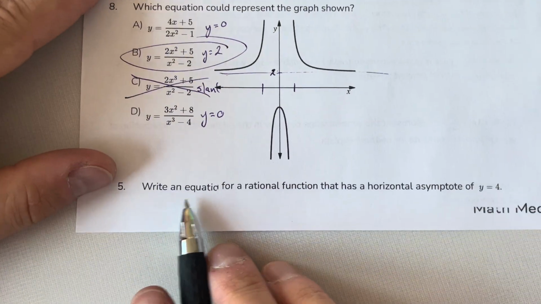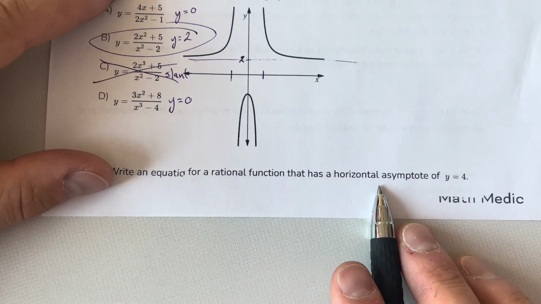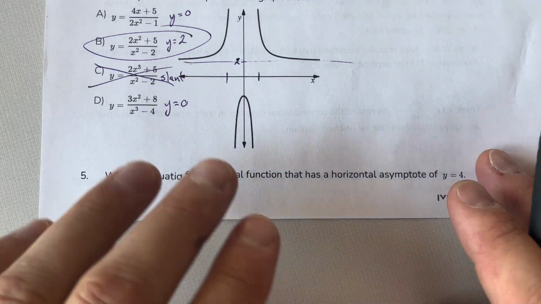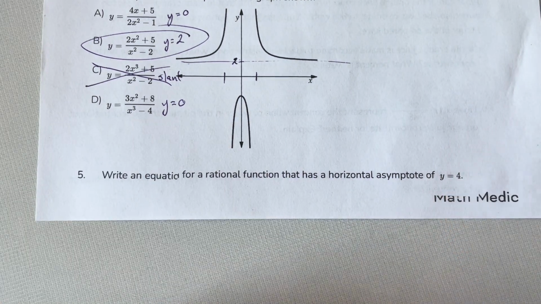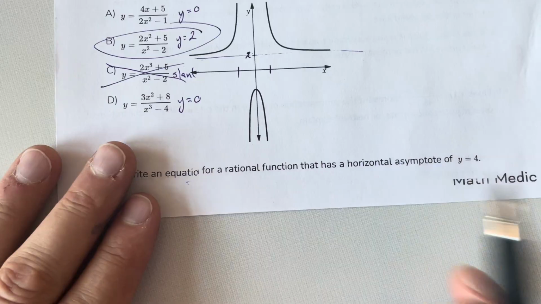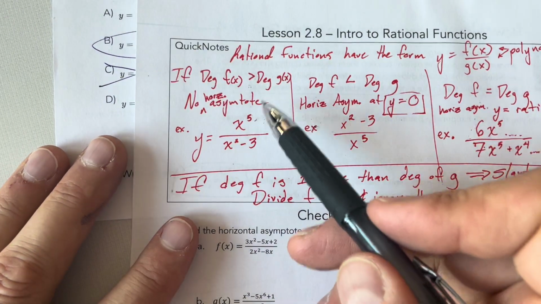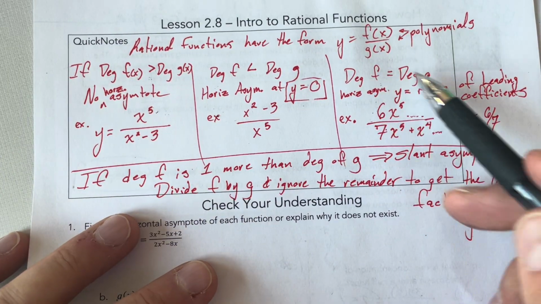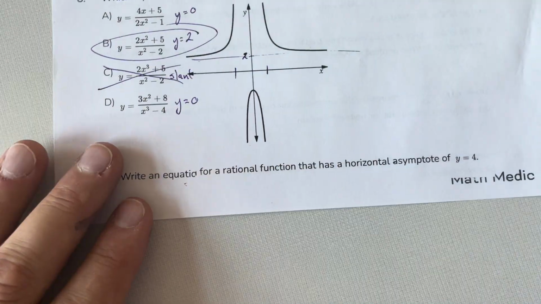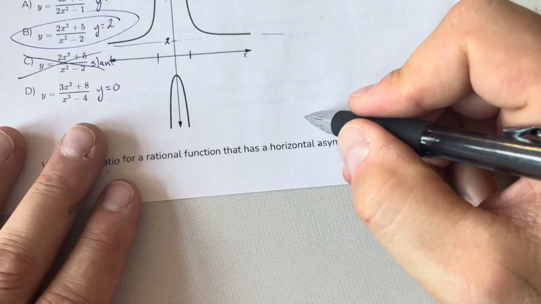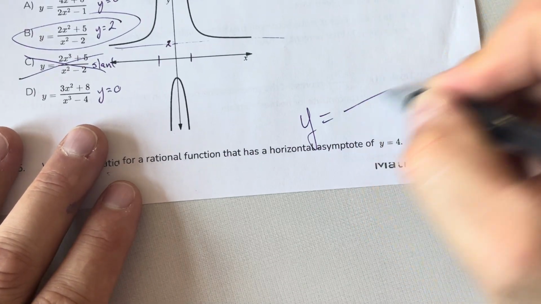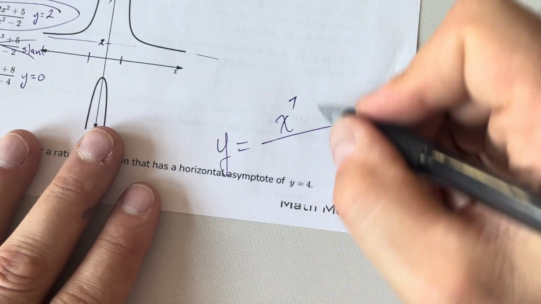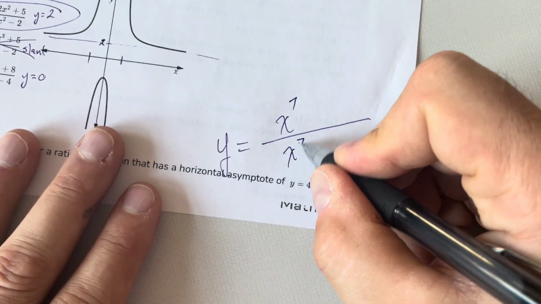Okay. Write an equation for a rational function that has a horizontal asymptote at y equals 4. So if it's going to be y equals a number, then the degrees are going to be equal, and we want the ratio of the leading coefficients to be 4. So here's the thing. We're going to have, I don't know, y equals x to the what? X to the 7th? You're welcome. Over another x to the 7th.